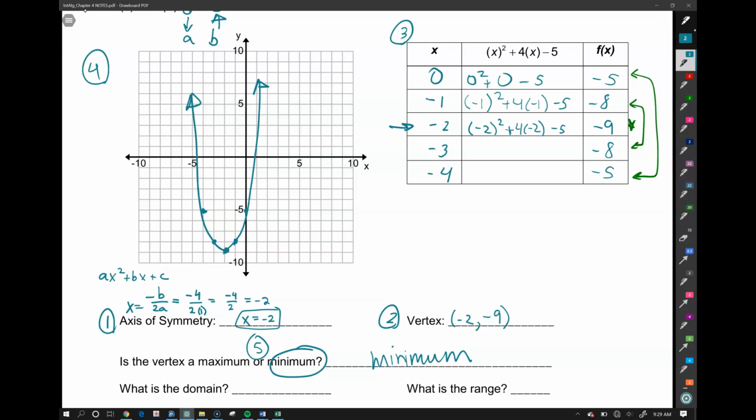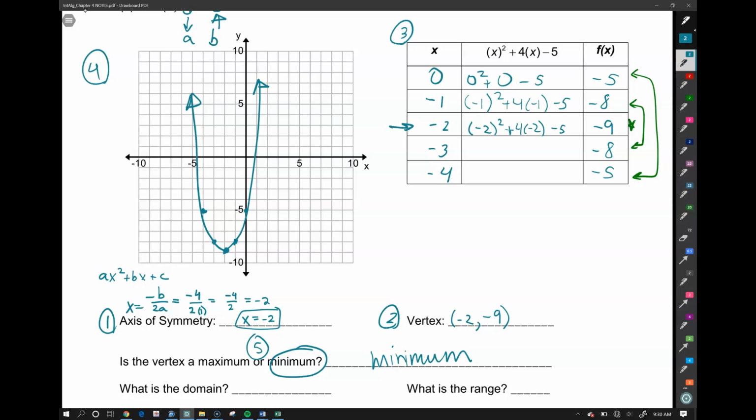While I give you time to finish graphing, think about the domain. What would the domain of this be? Keep in mind, I didn't just put discrete points. We went through and we connected them. So it's a continuous function.